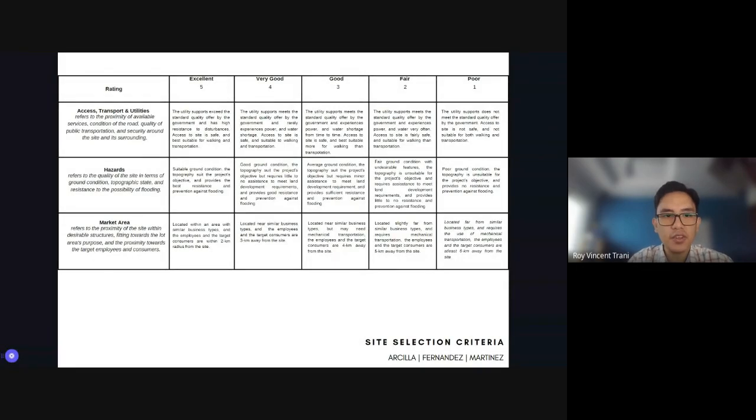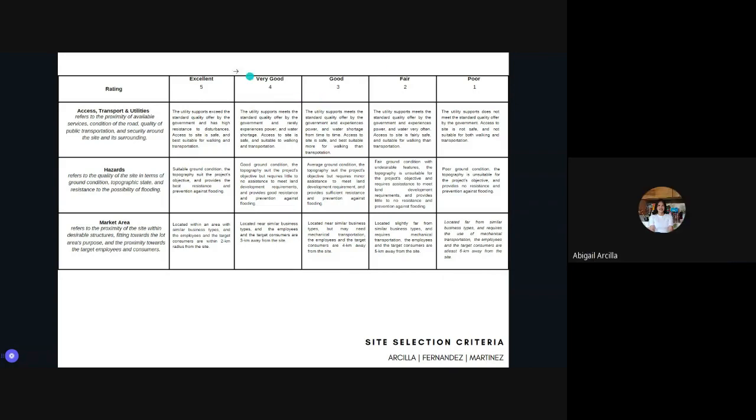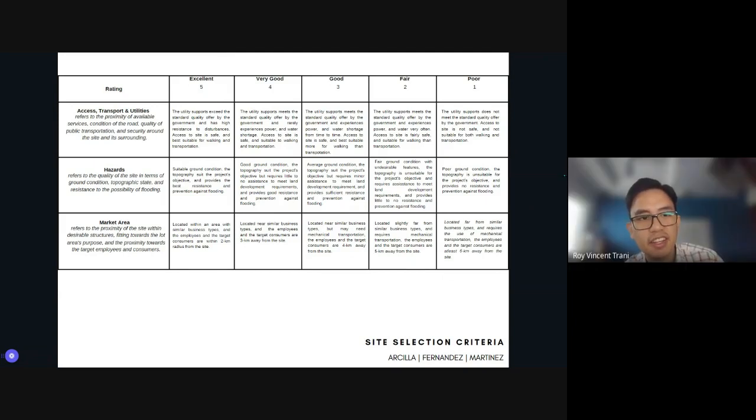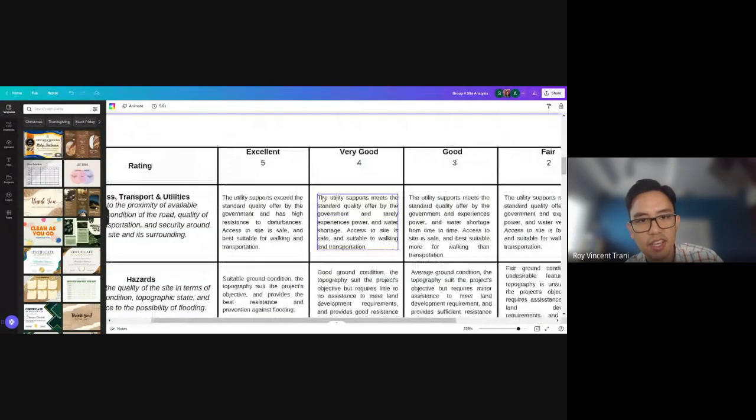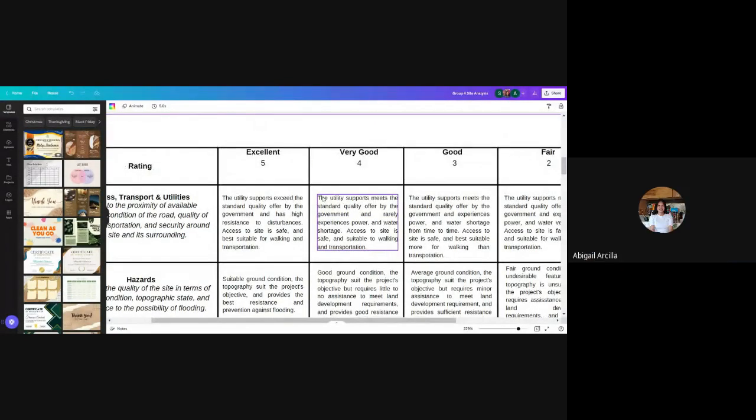Could you explain what is the difference between fair and poor and excellent and very good? How do you make that distinction? Um, hello, I can hear you. Okay. Zoom in on the criteria. What makes a criterion excellent versus very good? What's the defining difference?